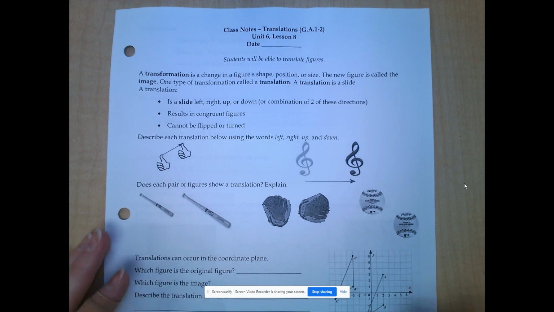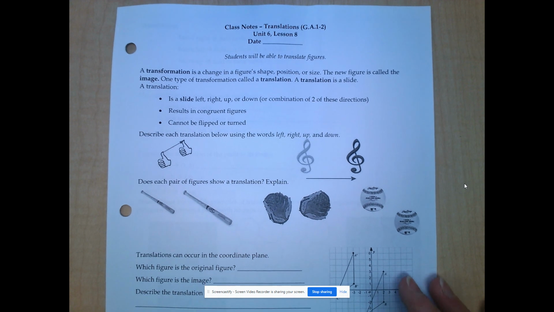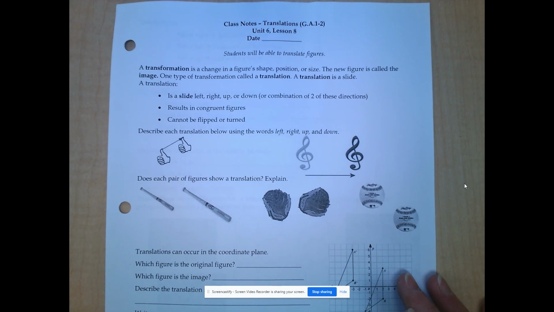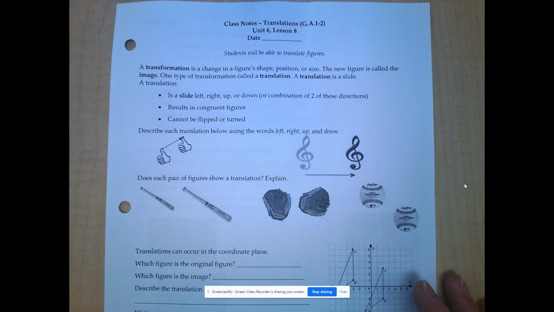Hey, so translations. This is one of the units that students love every year without question. It's much more conceptual and it's visual and it's less mathy. So people tend to like it. So here we go. A transformation is a change in a figure's shape, size, or position.